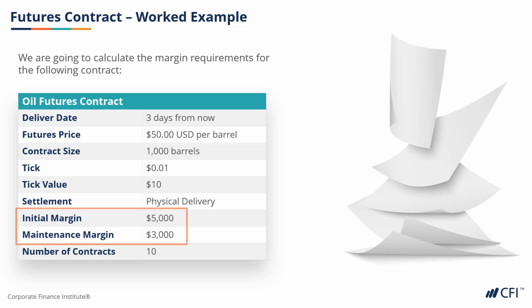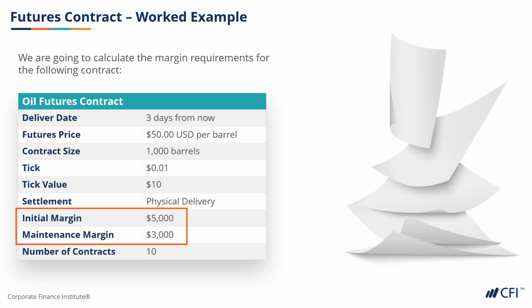Now, we want to focus on the margins. There are 2 margins listed here, an initial margin and a maintenance margin, sometimes referred to as a secondary margin. So what do these really mean? So I'm going to use a bank account analogy first before we move on and do some detailed calculations.